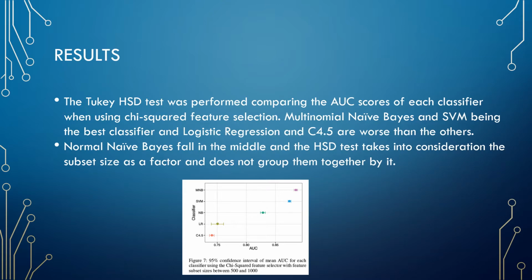On this slide, the Tukey HSD test was performed comparing the AUC scores of each classifier when using chi-squared feature selection. Multinomial Naive Bayes and SVM are the best classifiers, and logistic regression and C4.5 are worse than the others. Normal Naive Bayes falls in the middle, and the HSD test takes into consideration the subset size as a factor and does not group them together by it. As we can see below, our graph shows how they're labeled.